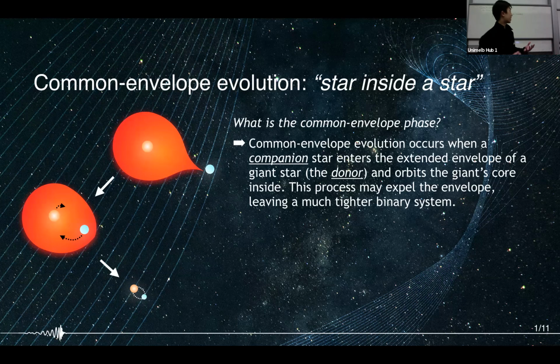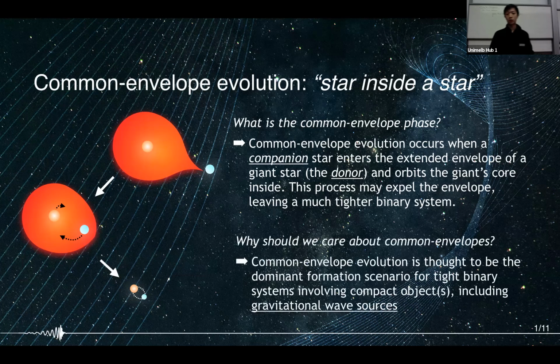And during this process, the companion will experience drag forces in the envelope, and these drag forces will dissipate orbital energy and angular momentum. And if enough energy and angular momentum is dissipated, this process may expel the envelope and leave behind a much tighter binary system that now consists only of the core of the donor and the companion, shown in the bottom part of the figure.